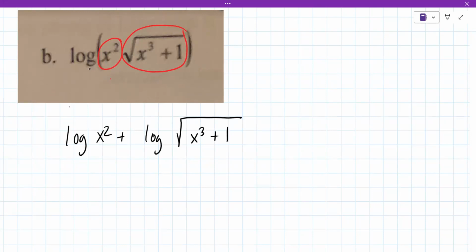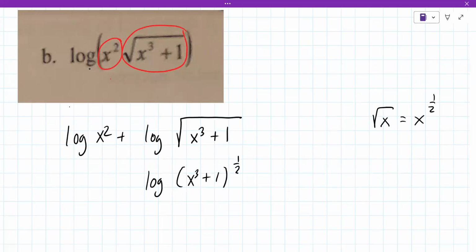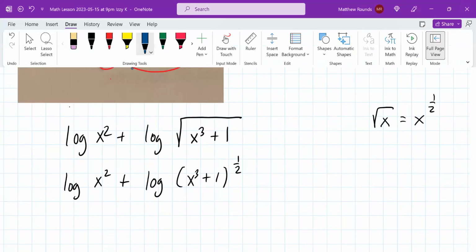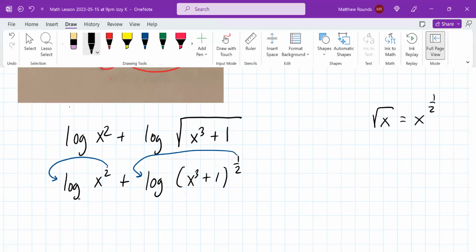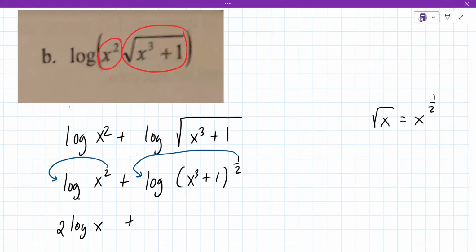So that's the start. The next part is a reminder that the square root of x means x to the 1/2. So on the right here, it's log of (x cubed plus 1) to the 1/2 power, and log x squared. In both cases, the exponent can come out in front. Two log x plus 1/2 log of (x cubed plus 1). Okay.